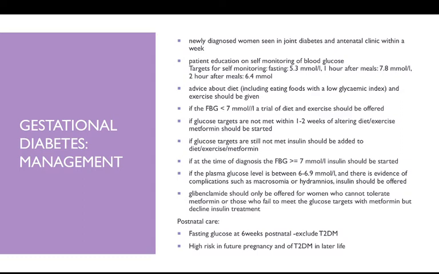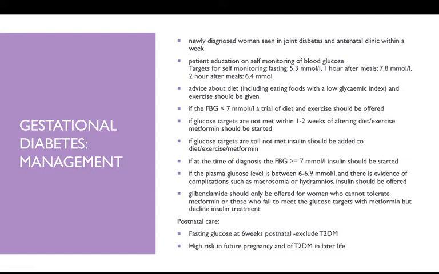If at the time of diagnosis the fasting blood glucose were 7.5, so 7 or above, insulin should be started from the get-go, rather than trialing diet and exercise and metformin. If the plasma glucose level is between 6 and 6.9, and there's also evidence of complications such as macrosomia or, that should say, polyhydramnios, insulin should be offered straight away.